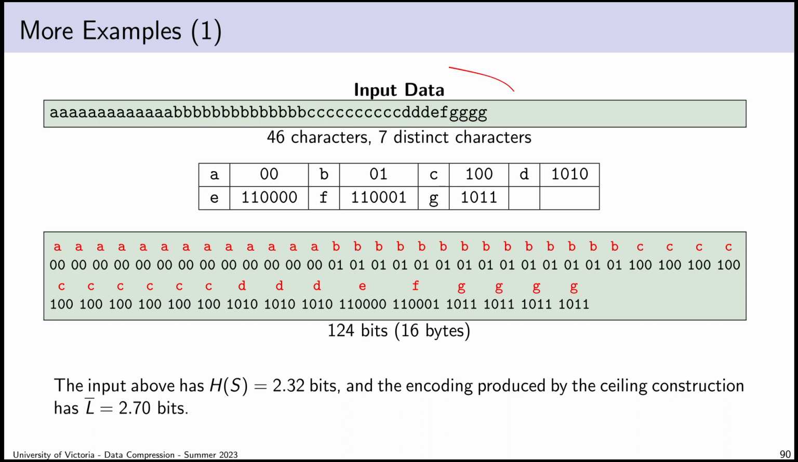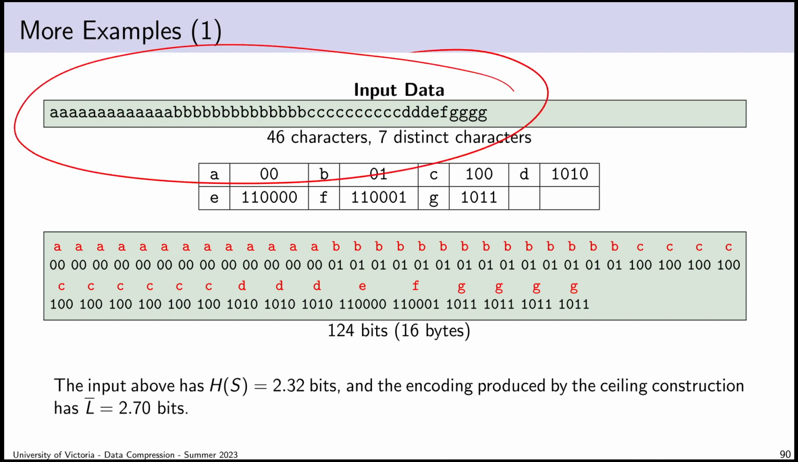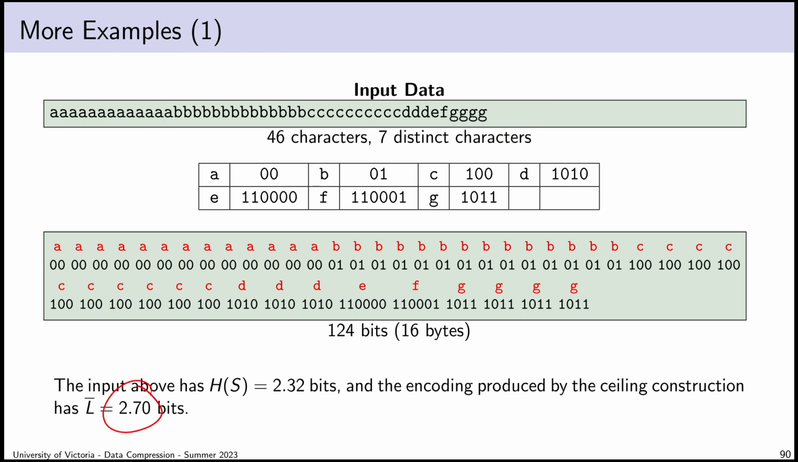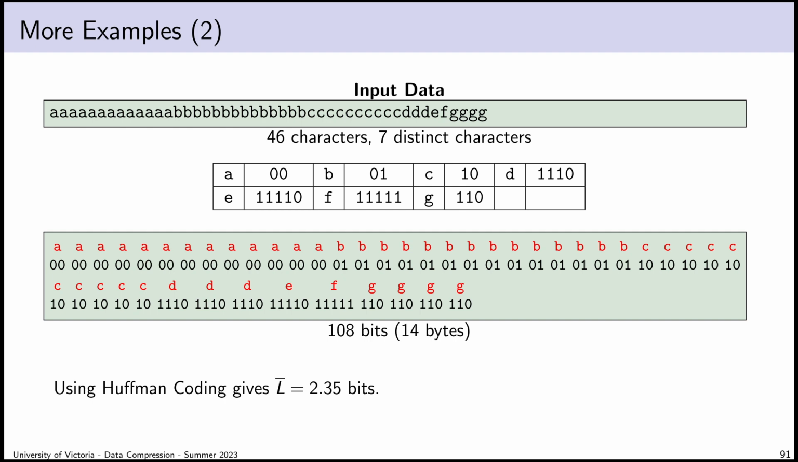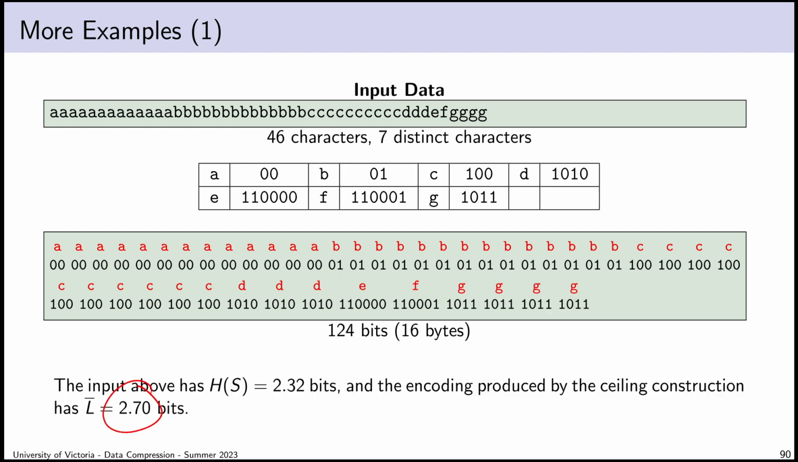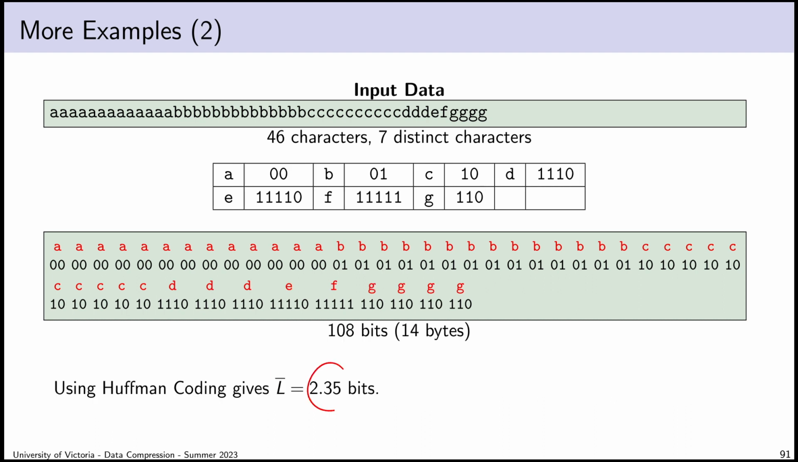So this is an example we've worked with a few times in recent lectures. The entropy is 2.32 bits. If I use the ceiling construction, then I get an encoding that gives me an L bar of 2.7, which isn't as high as it could be, but is definitely notably above entropy. If I use Huffman coding, I get 2.35. And that's a pretty big deal, 2.32 up to 2.35.